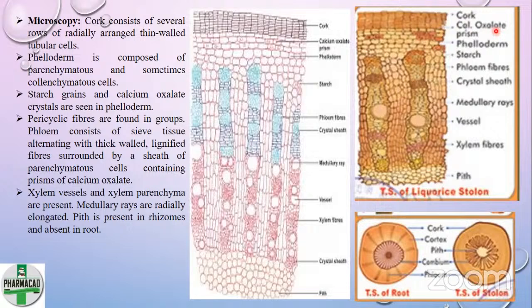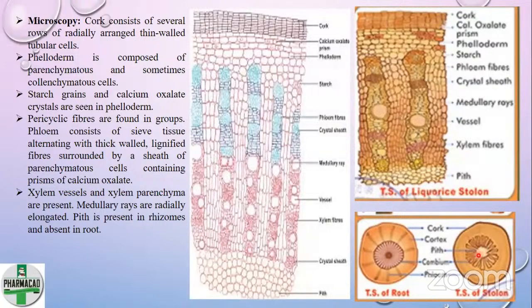Licorice has very specific prism type of calcium oxalate crystals. There will be phloem fibers, xylem fibers, pith cells, because it is a stolon. If it is a root, there will be no pith present, pith will be absent. Otherwise it is a stolon. If you want to check whether we are checking licorice stolon or licorice root, you can have a look at the microscopy.